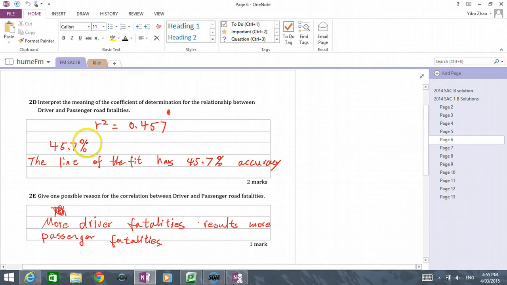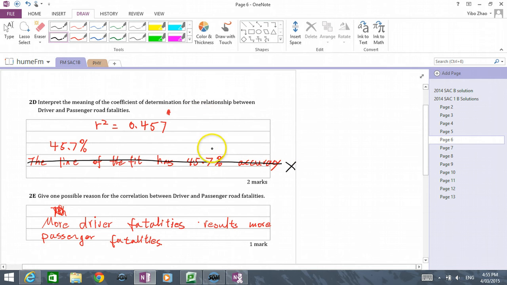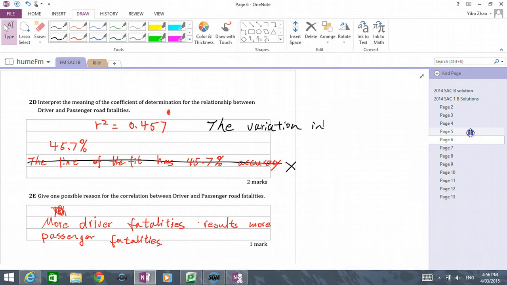However, if in the exam or in the SAC I write this down, I will get no mark, because I can't write it down like this. It means the accuracy, but I have to write it in a fancy way. Remember, I need to write down the variation in my dependent variable. I can't write down dependent variable; I have to write down the name of the dependent variable.